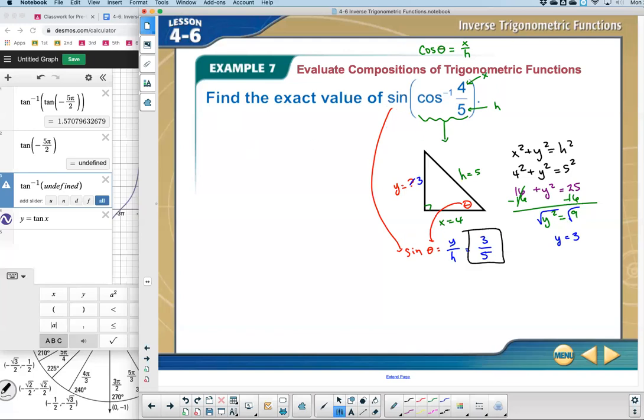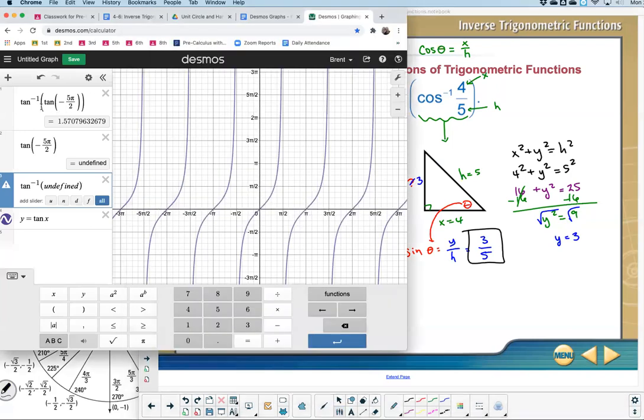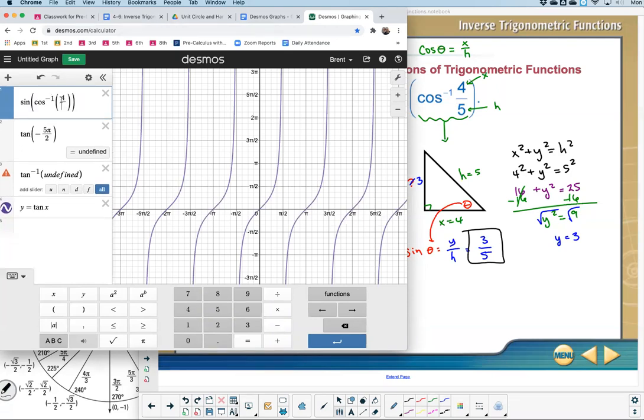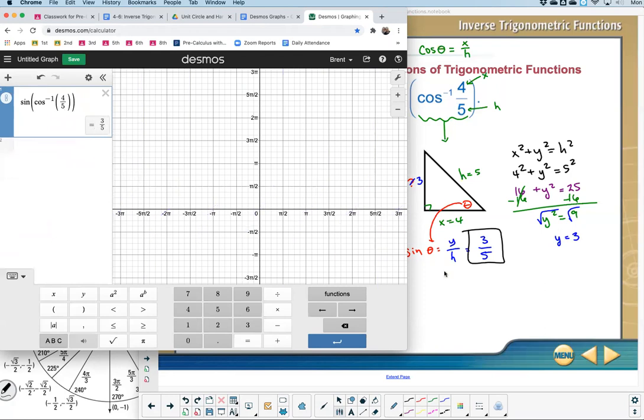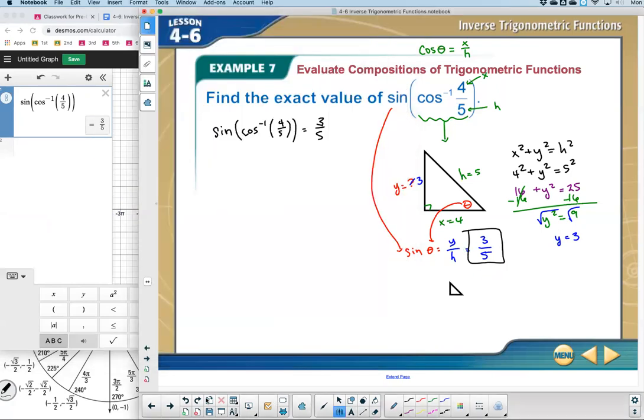Now what's really nice is we can just type this in the calculator and we should get 3/5 if you press the fraction button. Let's check it and see if we get that solution. When I come to my calculator, it starts with sine up front, and then we had cos inverse, and my fraction is 4/5. And yep, lo and behold, we get 3/5 as a solution. So we did that one correctly.